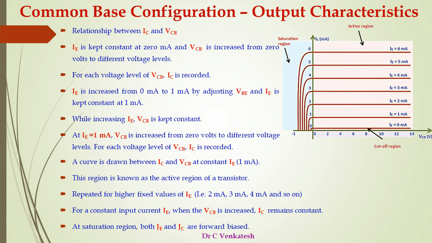From the above characteristics, we can see that for a constant input current IE, when the output voltage VCB is increased, the output current IC remains constant. At the saturation region, both the emitter-base junction JE and the collector-base junction JC are forward biased. From the above graph, we can see a sudden increase in collector current when the output voltage VCB makes the collector-base junction JC forward biased.